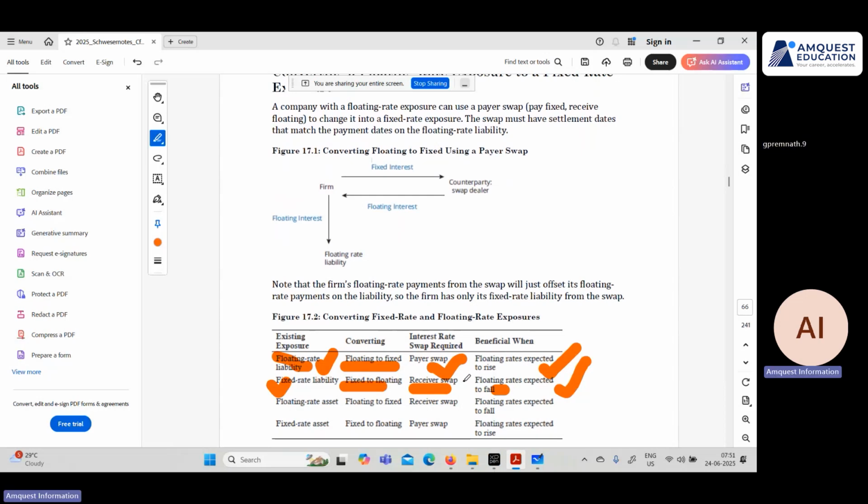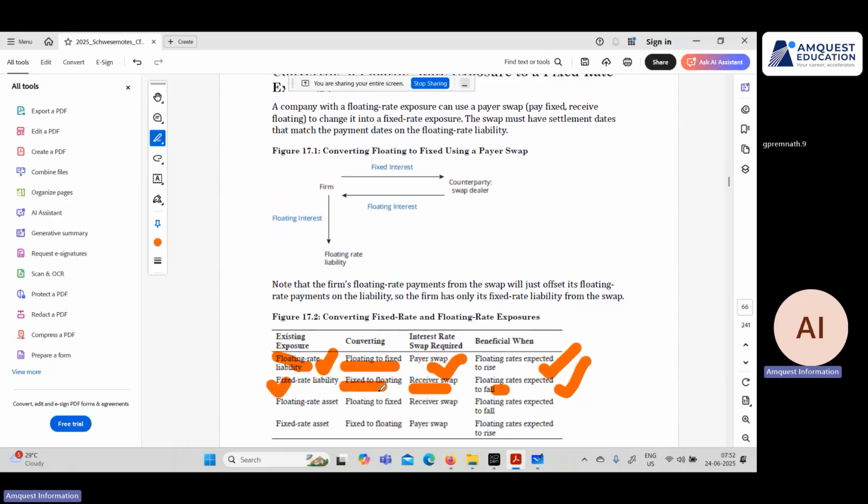Although I told you that receiver swap is when you receive fixed, I'm saying it could be confusing somewhere. So I'm saying this payer swap is clear. So when it comes to a fixed rate liability, and I think that the interest rates are going to go down, I want to pay float. When I was paying fixed, I was a payer swap. So when I'm going to pay float, I'll become a receiver swap.